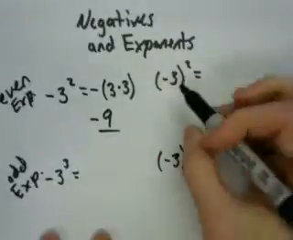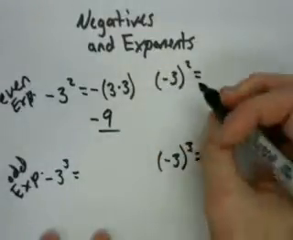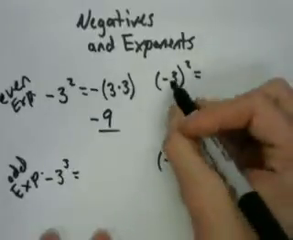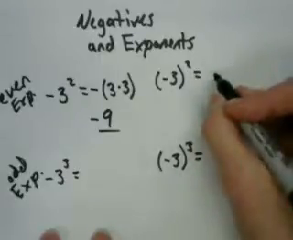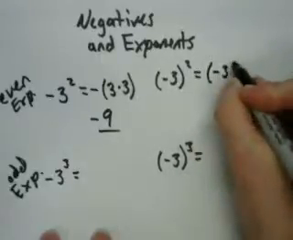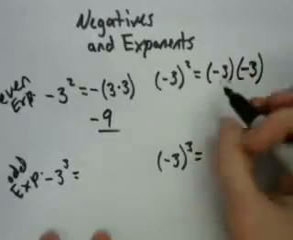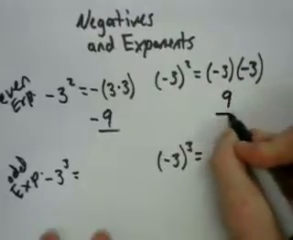So here, negative 3 squared, with negative 3 being in parentheses, I actually have to multiply negative 3 by a negative 3. The negative gets involved with the exponential. So here I have negative 3 times a negative 3. Negative times negative is a positive, so this would actually be a positive 9.